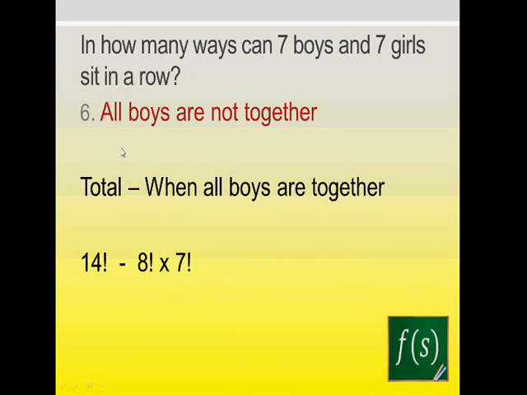When all the boys are not together, this is a very simple case. You simply subtract the case when all the boys were together from the total number of cases. This will give you the answer when all the boys are not together.